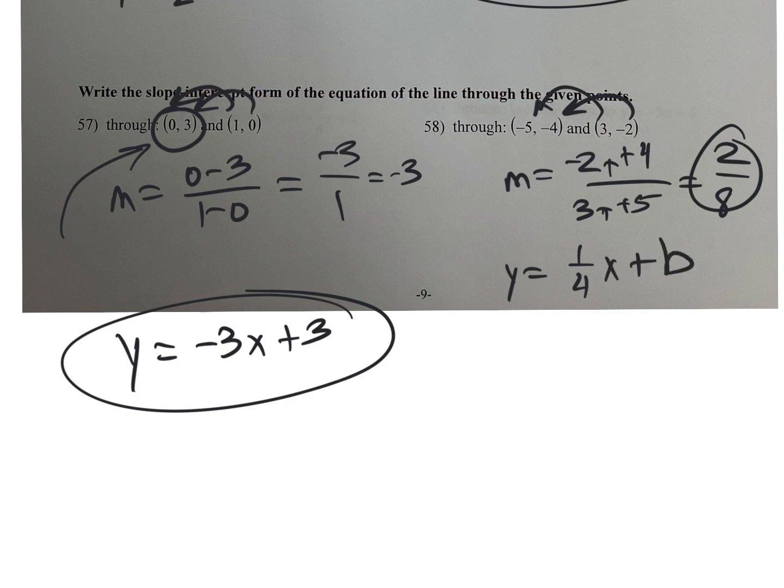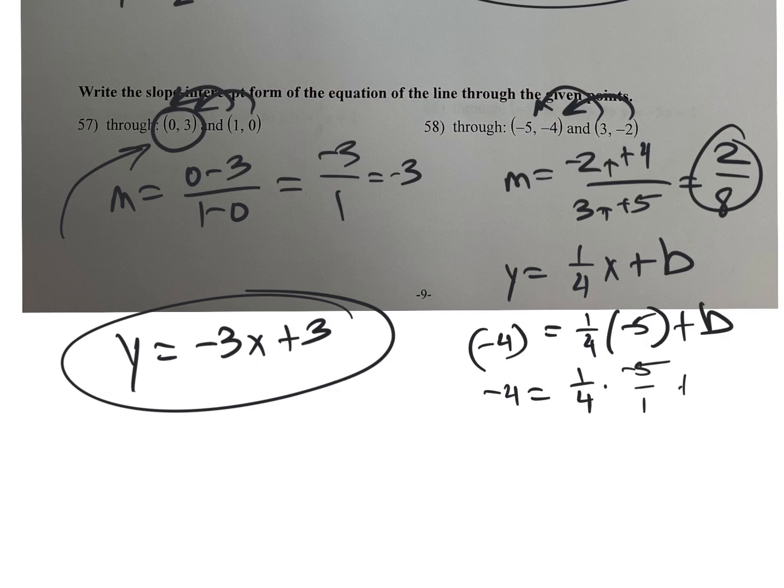To find b, substitute a value. So substitute a number. It doesn't matter which number. Just pick one. Which coordinate? So I'll just use the first one, negative 5, negative 4. But please put them in the correct positions. Okay? So the y is negative 4. The x is negative 5. Okay? So negative 4 equals 1/4 times negative 5 over 1. So it's negative 4 equals negative 5/4.